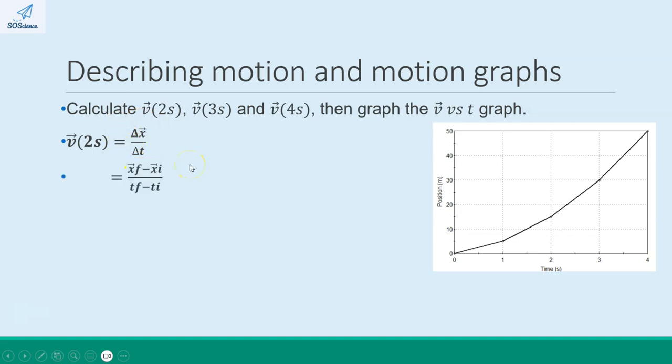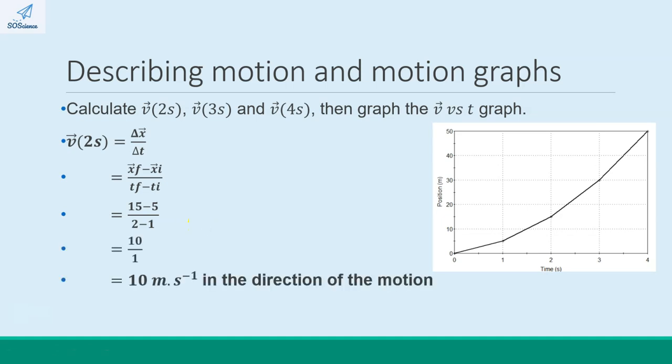Delta x over delta t. We always have to show the step. So here we're going to say 15 minus 5, because after 2 seconds the position was 15 meters, and after 1 second the position was 5 meters, over 2 minus 1, because we're looking at that time interval between 1 and 2 seconds. And so we get an answer of 10 meters per second in the direction of the motion.